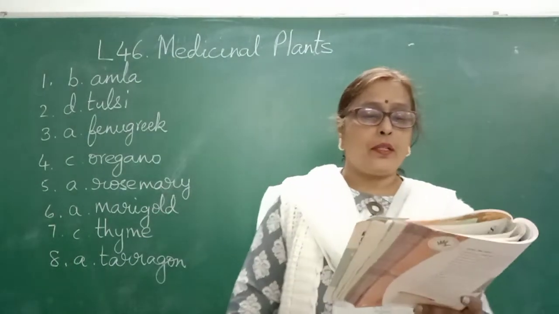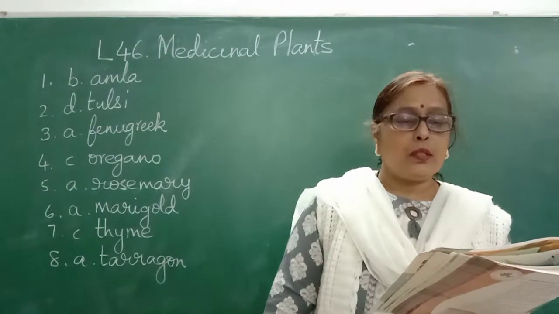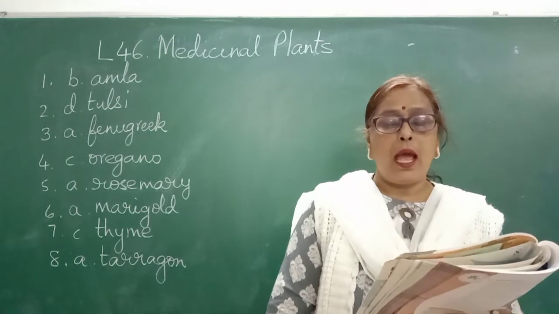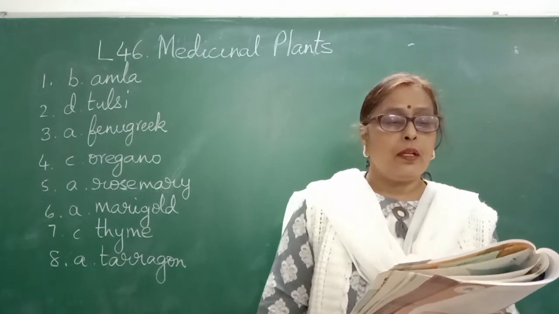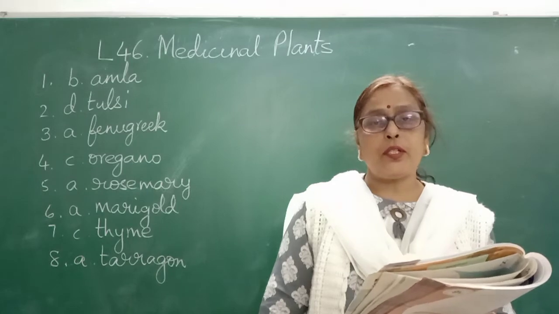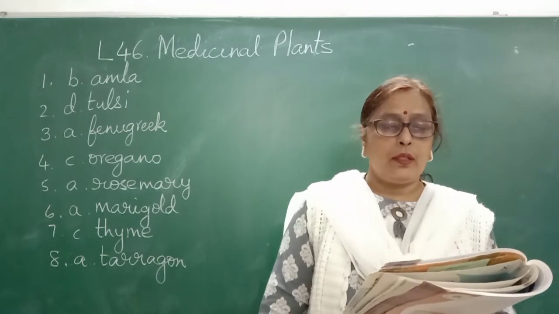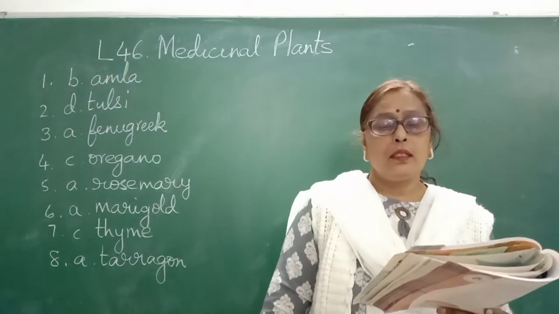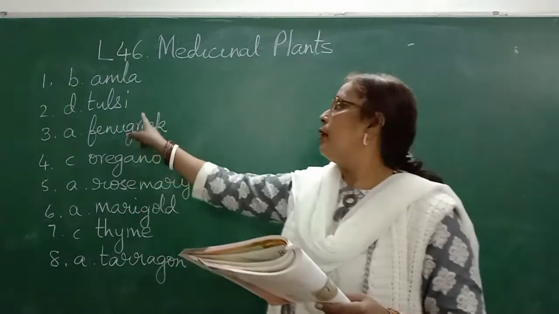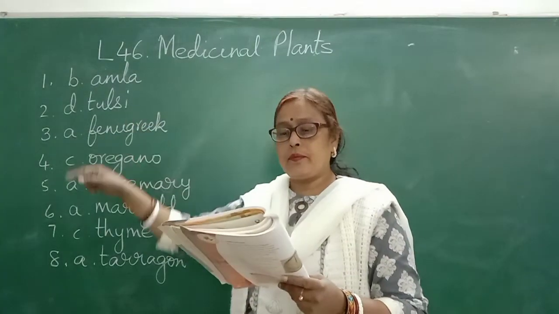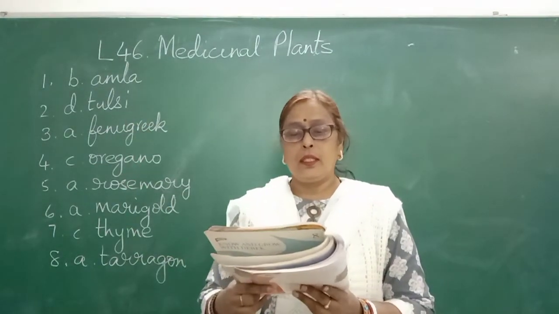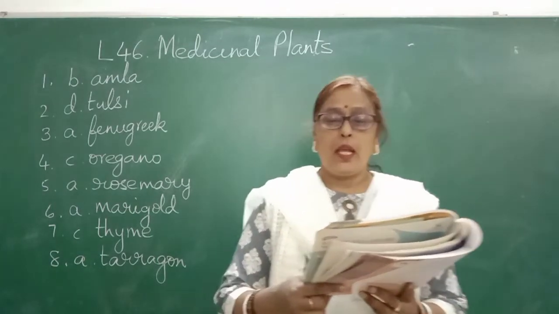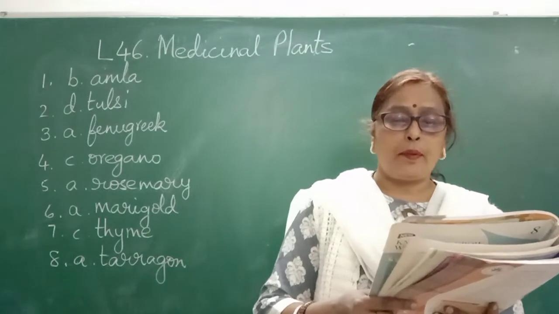Which plant, also known as sweet basil or French basil, has germicidal, fungicidal and antibacterial properties? Now the options given are pudina, henna, lemon and tulsi. Correct answer is tulsi. Third one, the extract of which herb is used as a flavoring agent in maple syrup?